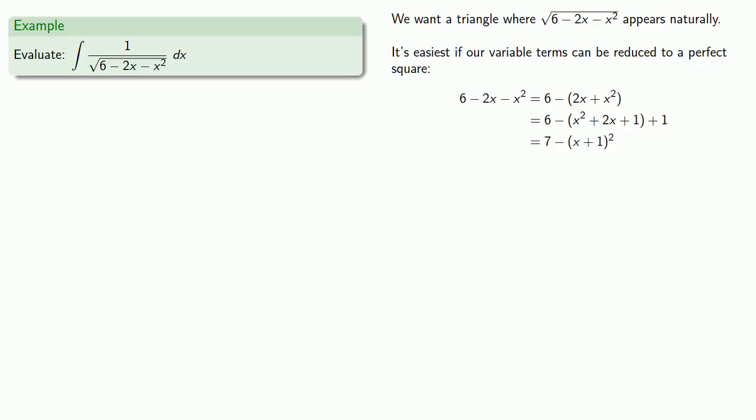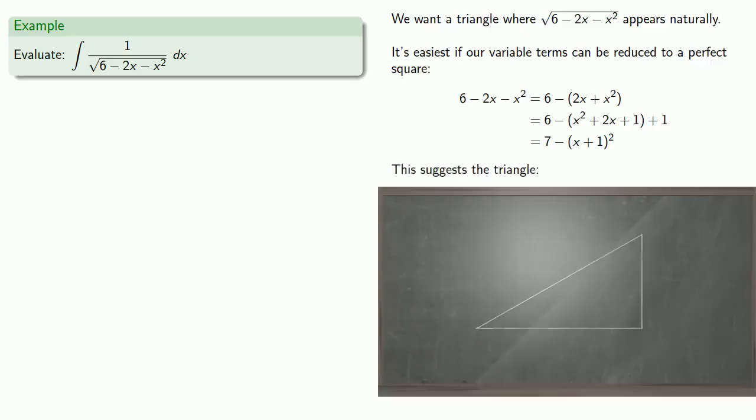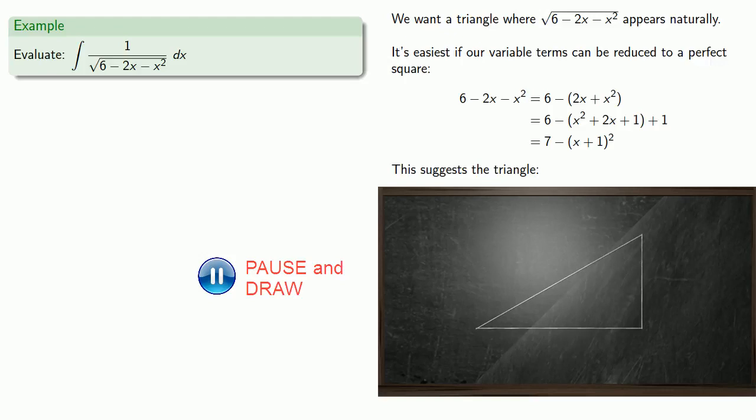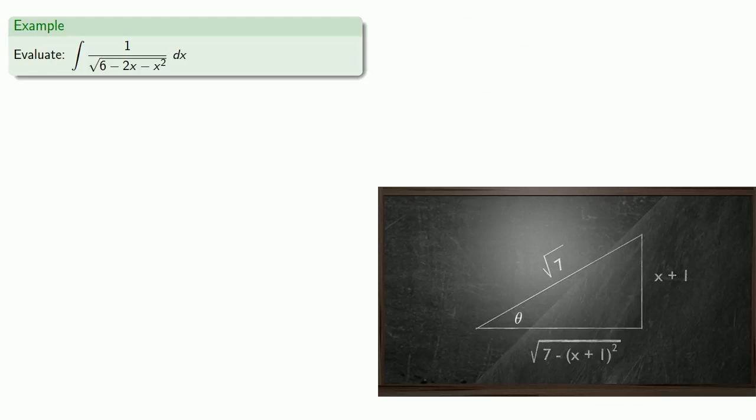And so that means we want a triangle where one side is square root 7, another side is x plus 1, and the third side is square root 6 minus 2x minus x squared. And one possibility is this, and we note that sine of theta is x plus 1 over square root 7, and why not, cosine theta is square root 6 minus 2x minus x squared over square root 7.